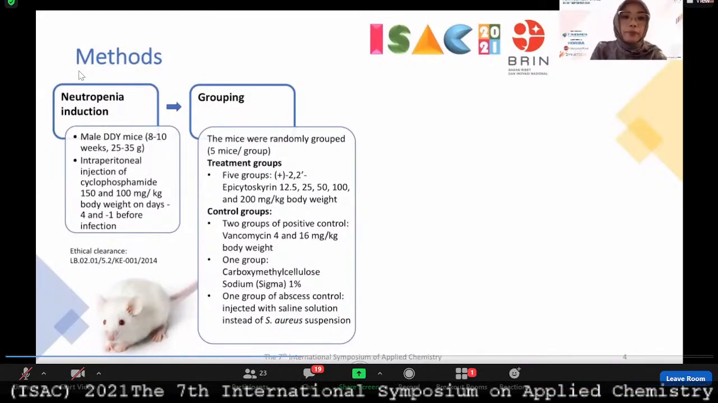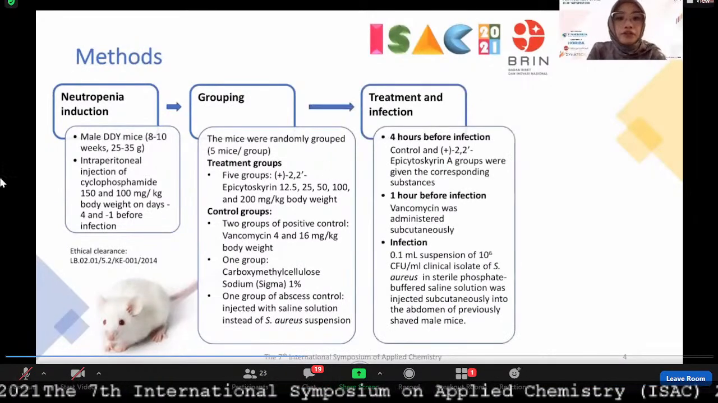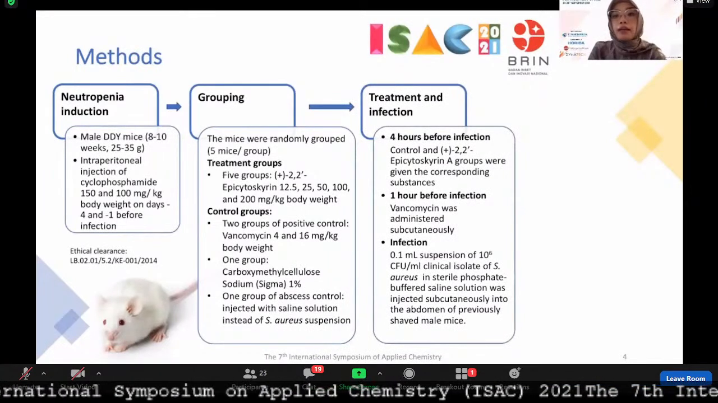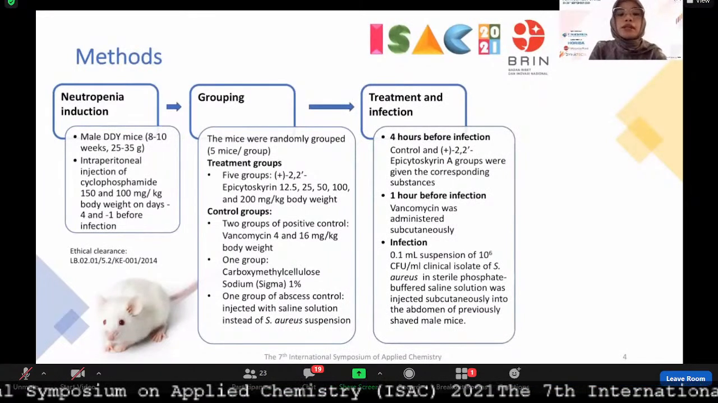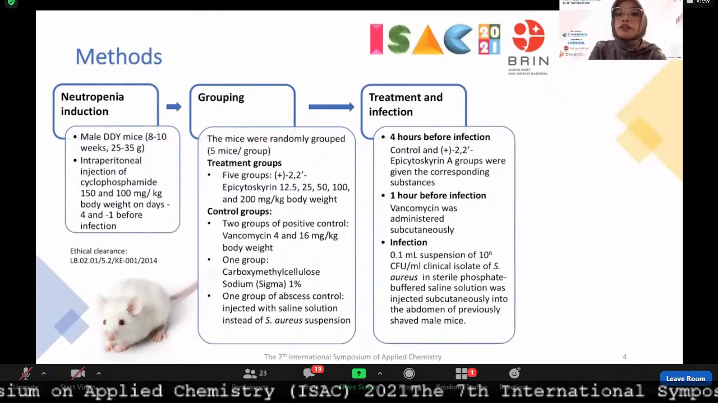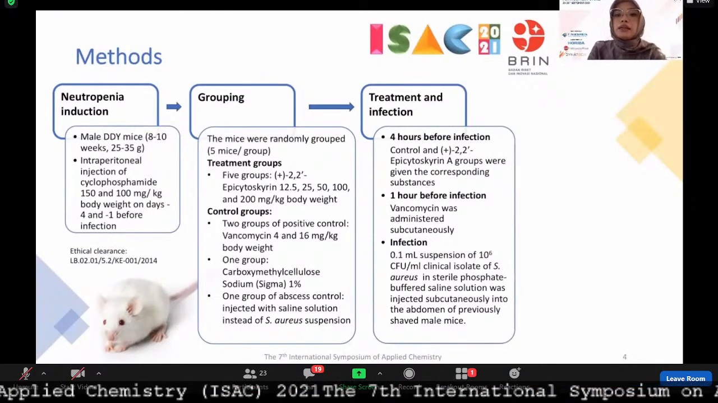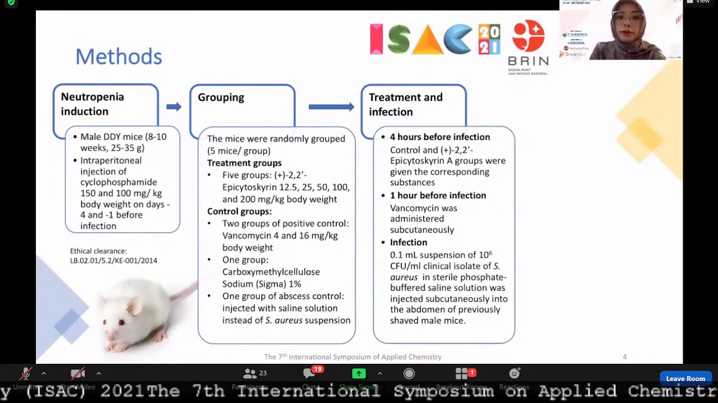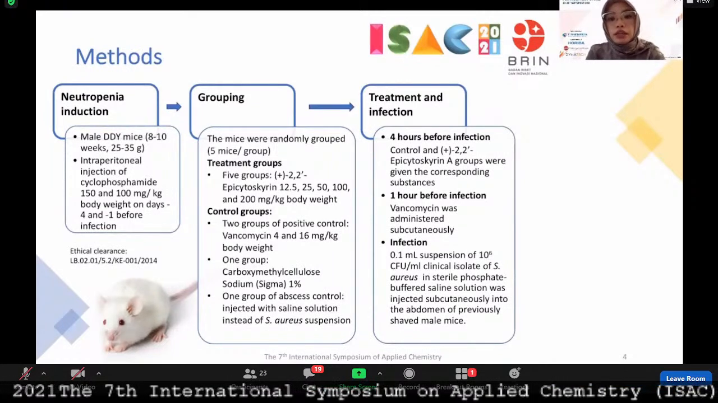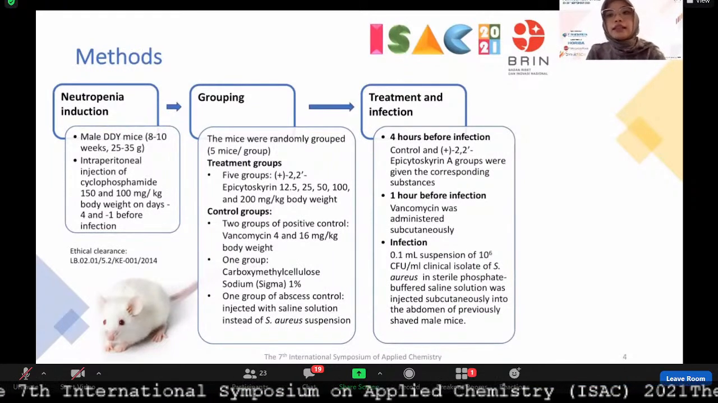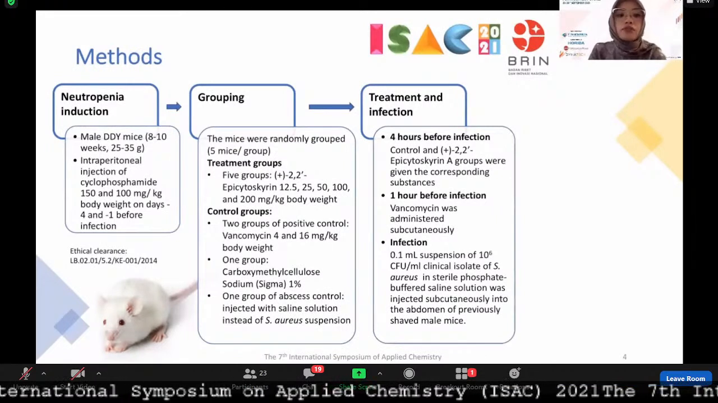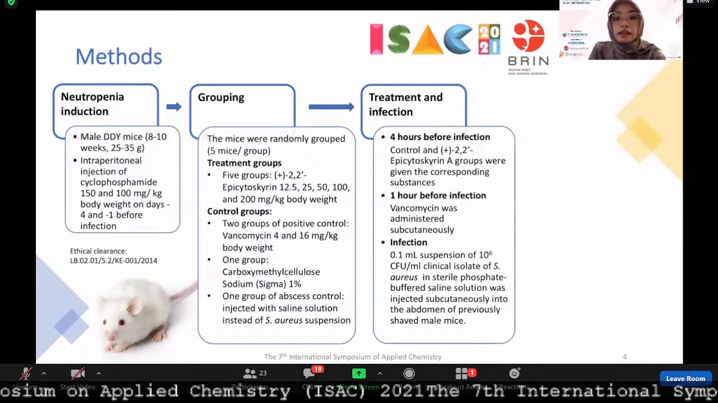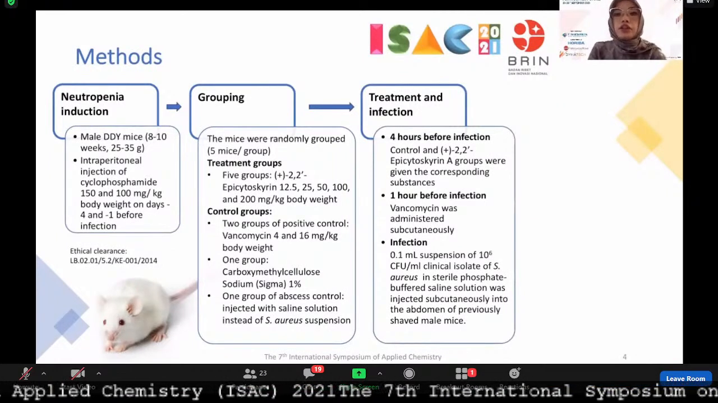And then for the treatment and infection, 4 hours before the infection, the control and epi groups were administered orally with corresponding substances, except for the vancomycin group, because the vancomycin was administered subcutaneously 1 hour before the infection. And then we proceeded to the infection, and for the infection, we injected 0.1 milliliter suspension of 1 million CFU per milliliter clinical isolate of S. aureus subcutaneously into the abdomen of previously shaved male mice.